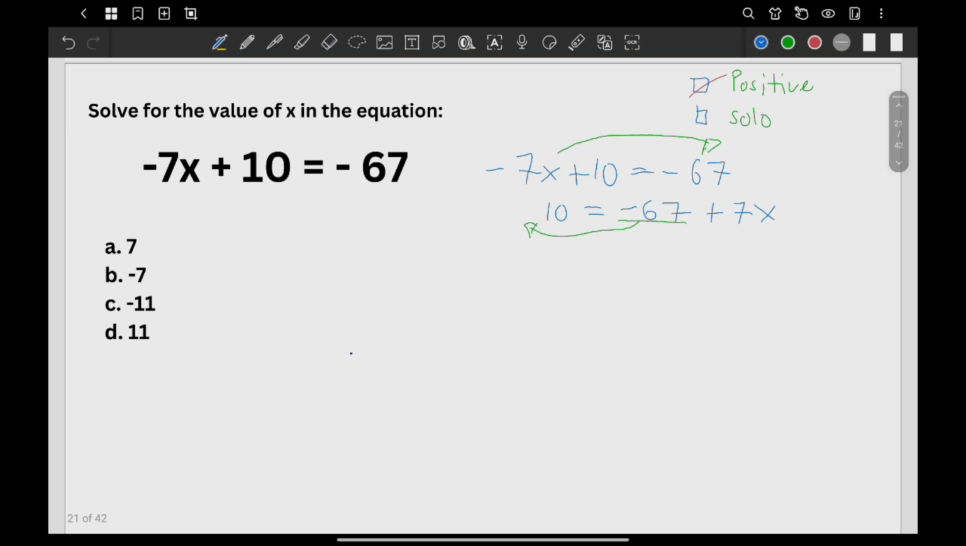So what will happen to negative 67? It will become positive 67. So far on the left side, we have 10 and then positive 67 is equal to 7x. Combine like terms. So 10 plus 67, that's going to be 77 is equal to 7x. Sir, are we done already? Well, is the variable x already solo? Not yet. There's still a 7 here. And to remove that one, divide it by 7.